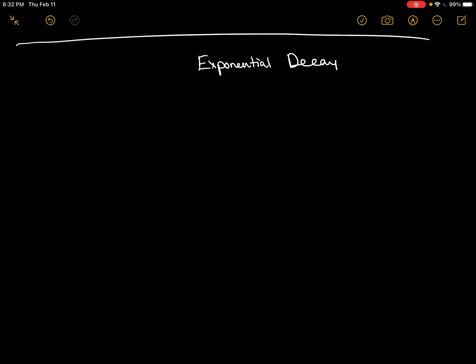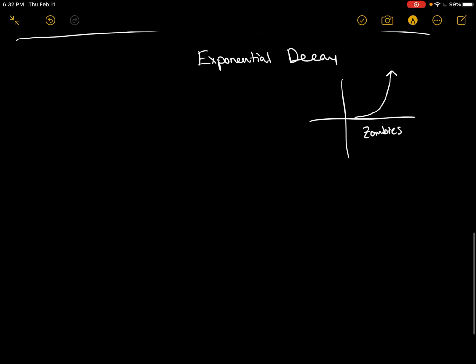All right, so the next thing that we're going to be looking at here is exponential decay. A common model of exponential growth is your zombie population: as more people get infected, it goes up. But the opposite of this would unfortunately be the human population. So if we had humans over the same period of time, we'd start off with a lot, and we would see that humans would go down quite quickly.